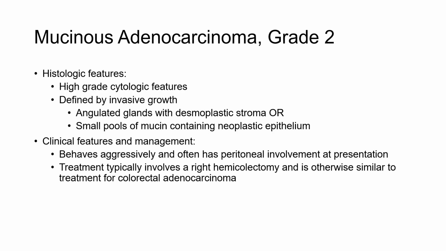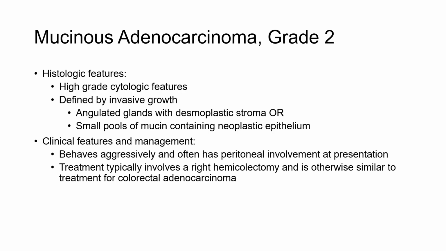This can either take the form of angulated glands with desmoplastic stroma, similar to what you'd see elsewhere in the colon, or it can have this pattern that some call a small cellular mucin pool pattern, where you have small pools of mucin containing neoplastic epithelium.